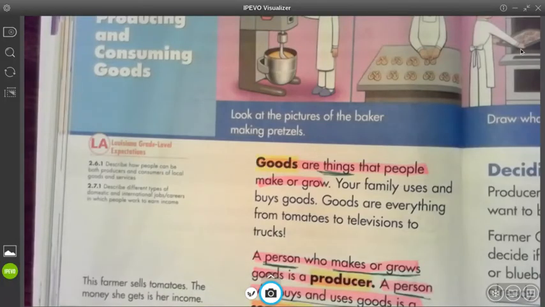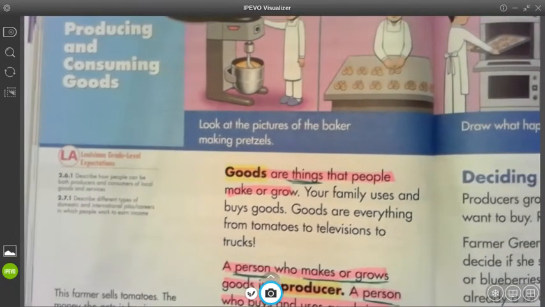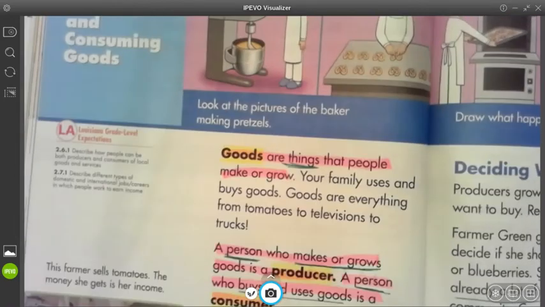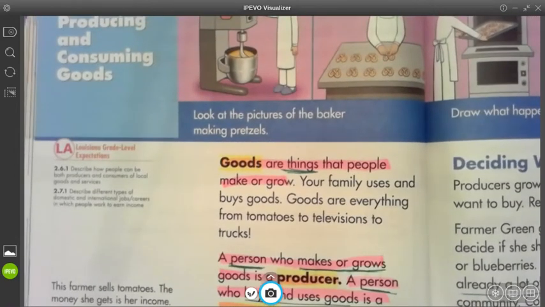Hey guys, so I just wanted to review yesterday, or I guess last Thursday's, what we talked about before we do today's lesson. So our vocab words were goods, and goods are things that people make or grow. So goods are things like your bed, your clothes, your food, your TV, your car, all kinds of things like that.